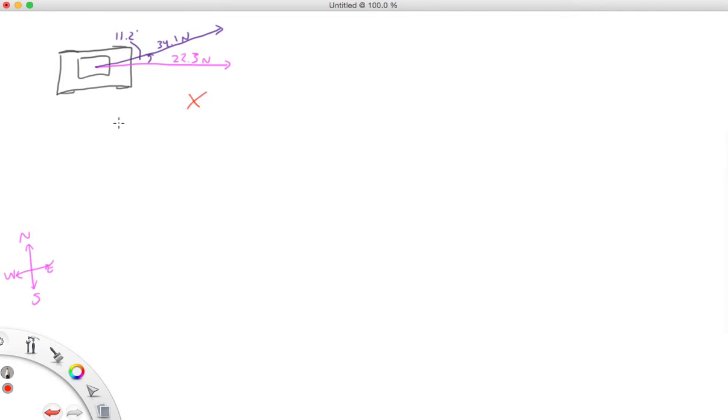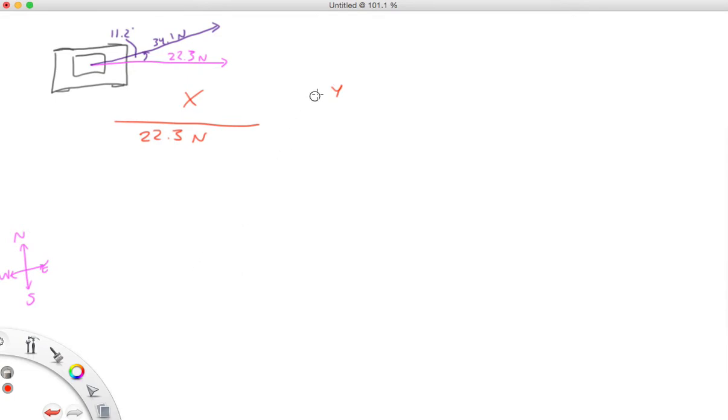So let's make a little chart for the x direction. We've got Landon's force, which is 22.3 newtons. There's nothing in the y from Landon. So this is entirely in the x direction. But what about Violet? Well, just like the problem before, we can go a little bit faster here. We can say for Violet, her force in the x direction is going to be 34.1 times the cosine of 11.2 degrees.